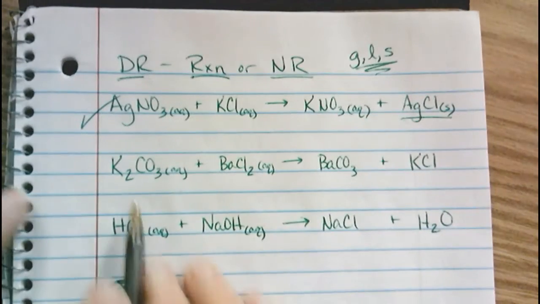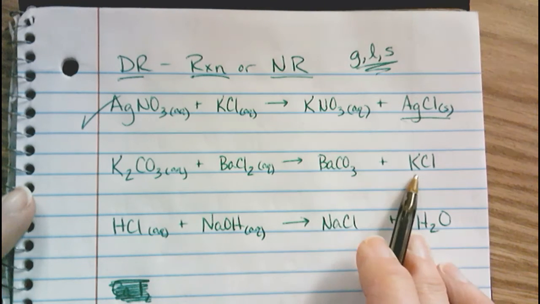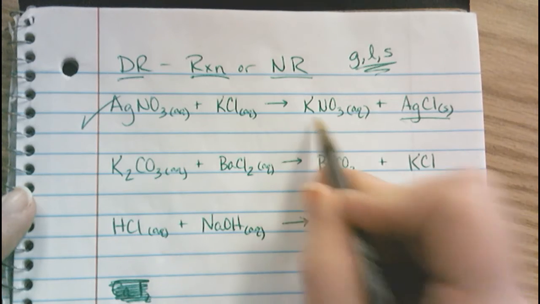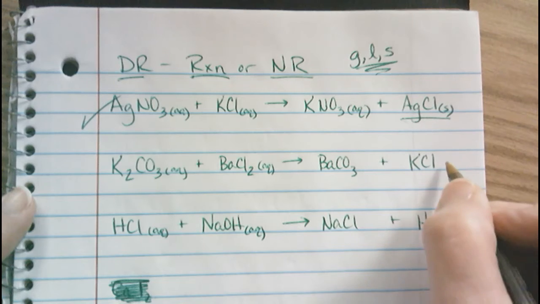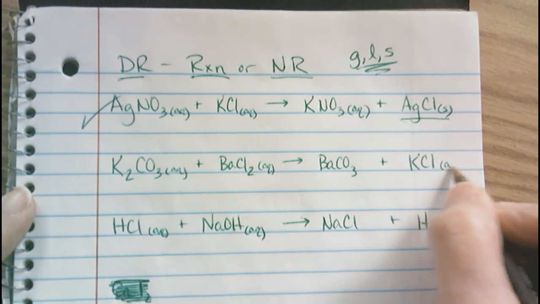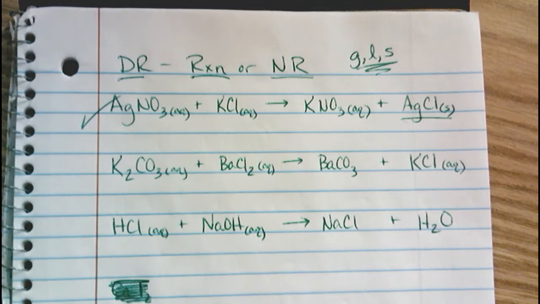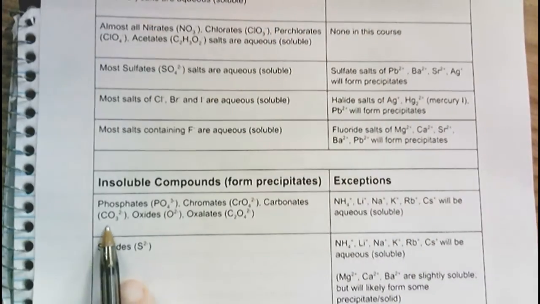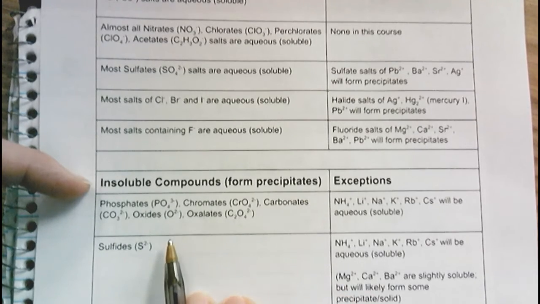All right, in this example here, we're going to make barium carbonate and potassium chloride. Well, we've already seen, like this one up here, that anytime we have potassium or any alkali metal, no matter what the anion is, it's always going to be aqueous. All right, but what about barium carbonate? So we're going to find the carbonates. The carbonates are down here, right here, underneath the insoluble ones. So these things here are going to be insoluble.